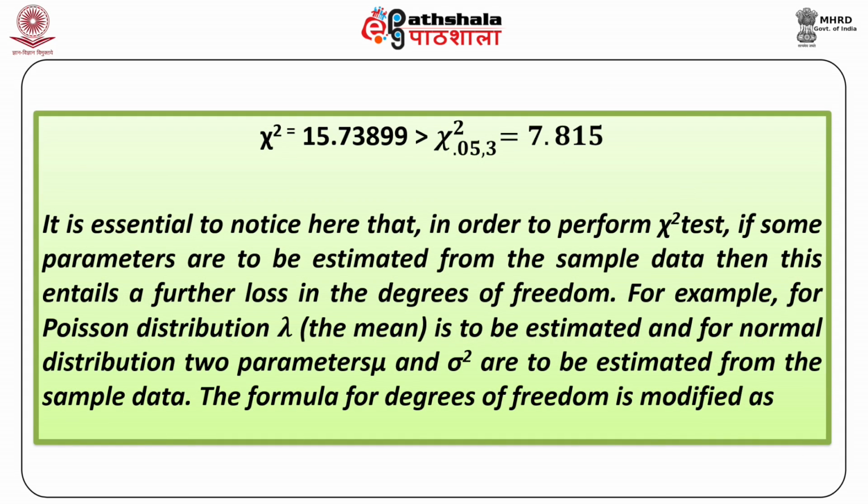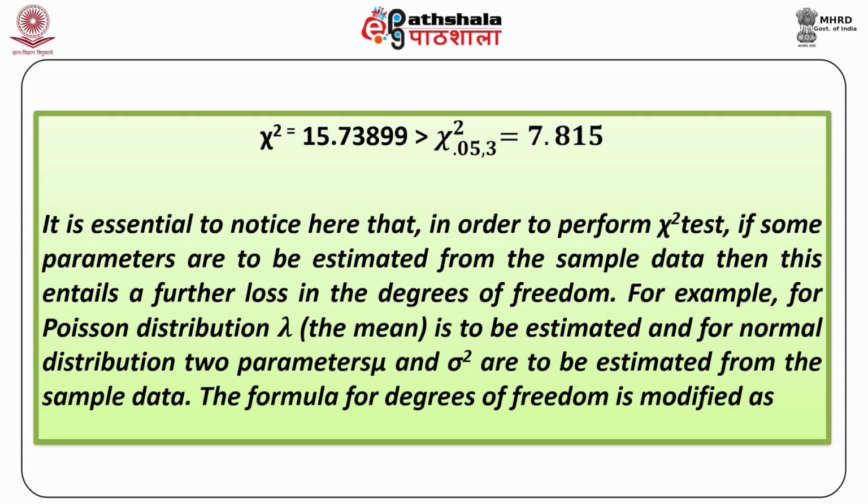Now since our computed chi-square is 15.73899 and is greater than the critical value of chi-square, which is equal to 7.815, it lies in the rejection region. We reject the null hypothesis that the Poisson distribution is a good fit for the given data. Rather, we find that the observed and the expected frequencies are not in close agreement and the difference between them is too large to be attributed to sampling fluctuations.